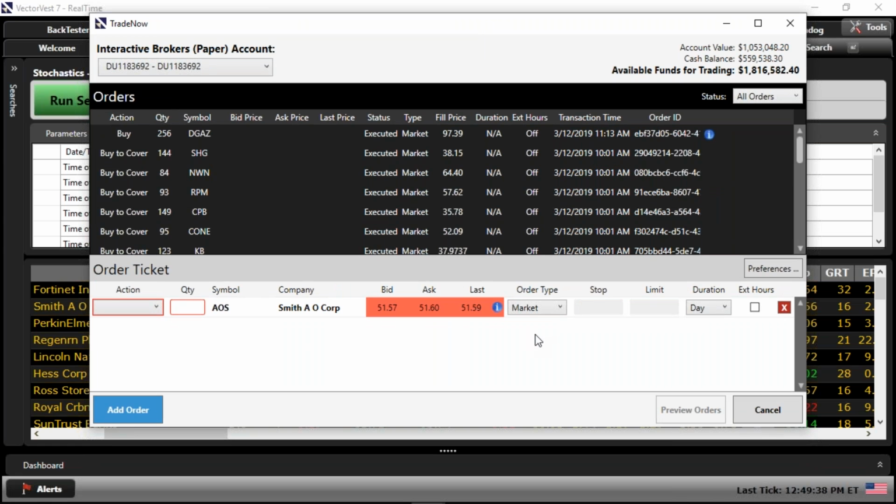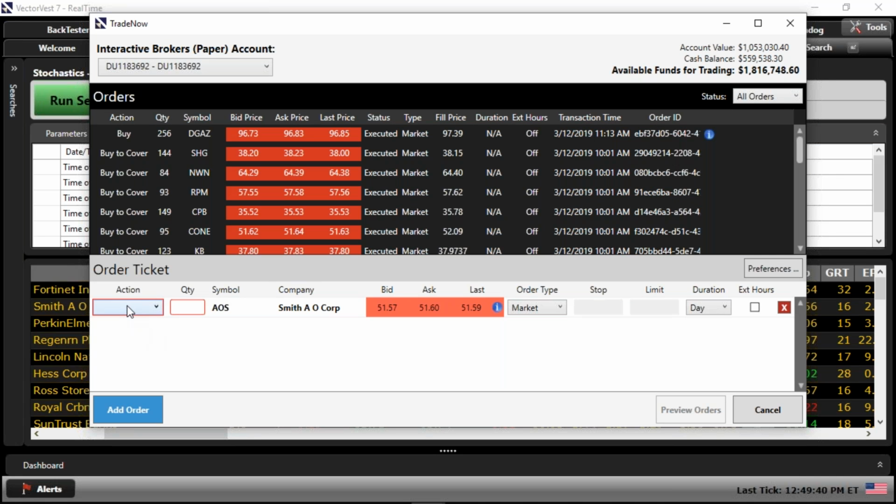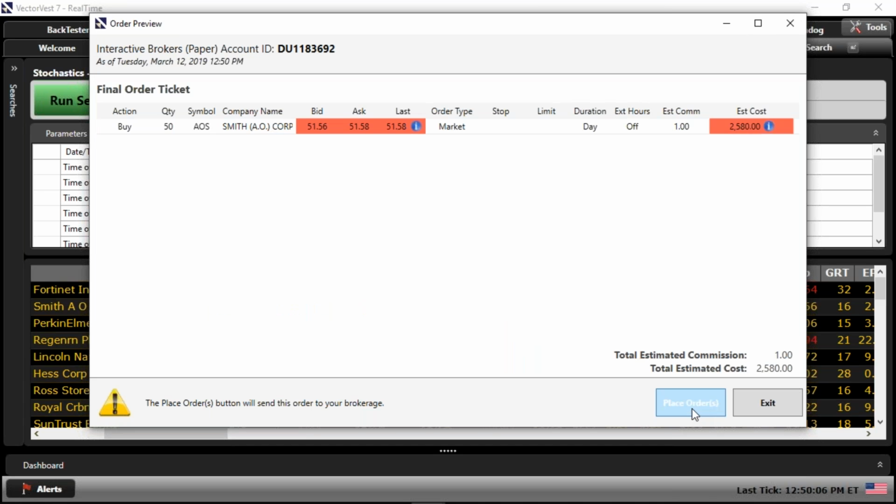Here's where you fill out the trade ticket. I know my action is I want to buy it. Within this trade ticket, you could also sell stocks, you can sell short, you could buy to cover. I want to buy it. All right. I want to buy, let's just say 50 shares of AOS. My order type, I can enter in a market order, a limit order, a stop order, or a stop limit order. For this demonstration, I'm going to select market order. I'm going to select preview.